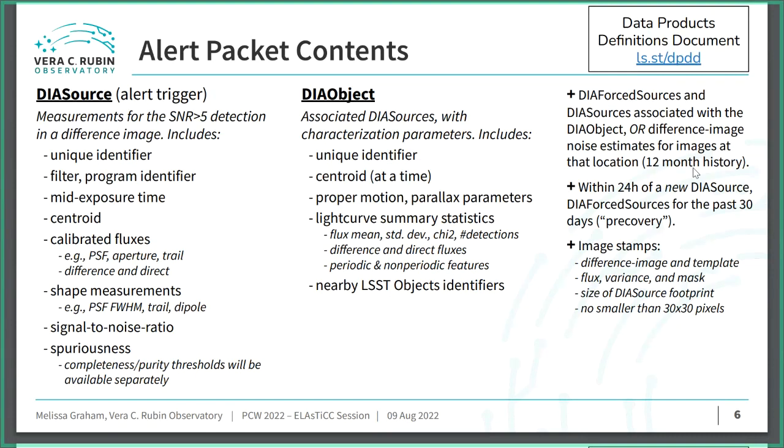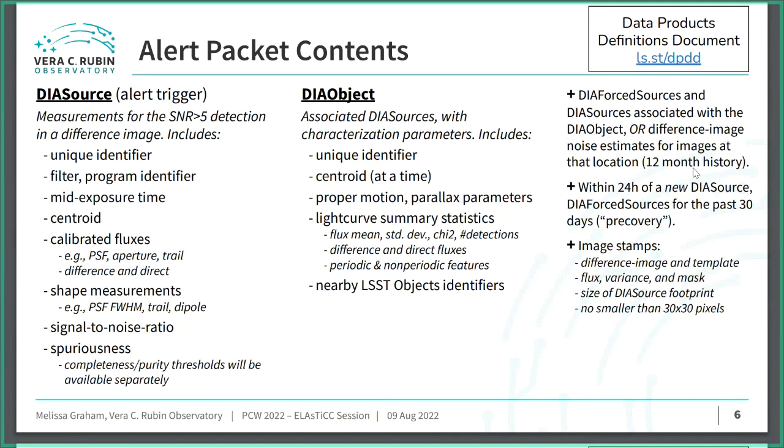So if you have one night, it's a new DIA source, it goes out as an alert, and you get the limiting magnitudes from the past 30 days. If you see it again the next night, then in the new alert that comes out for that same DIA object, now you have the 30 days of forced photometry as well. So that's how we're getting you the forced photometry. Precovery is also the word used there. That's how you will have access to that as fast as possible.